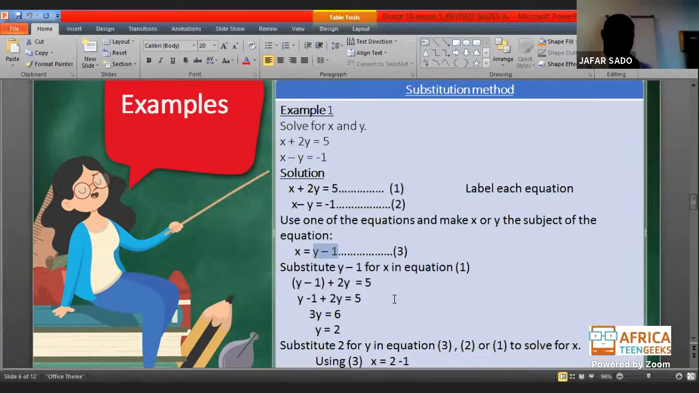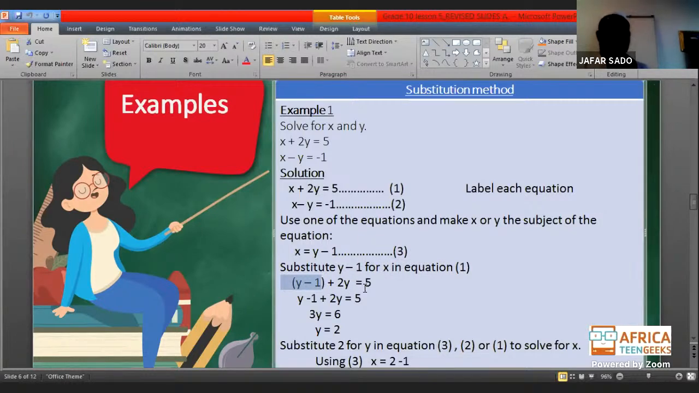Now we take out our x and put in the value of the expression. This is our equation 1 here, and this is our x here. So what do we do? We get rid of it and substitute it with the expression. So we have the expression plus 2y equals 5. With this now, what do we only have here?